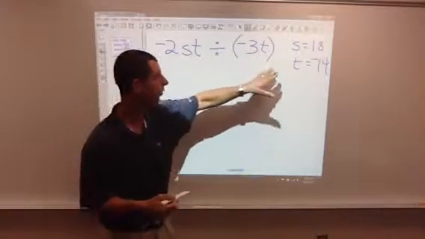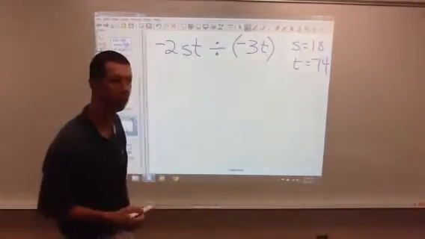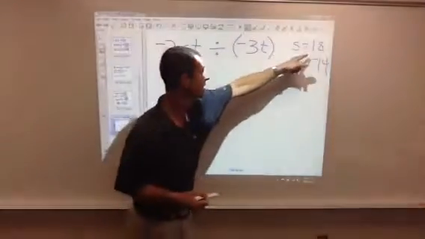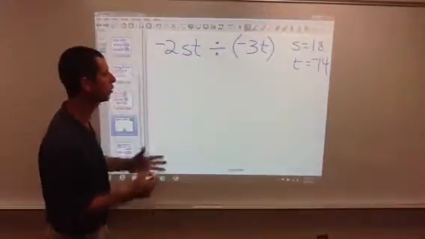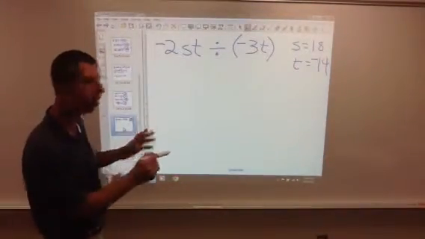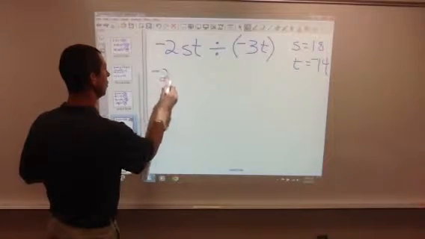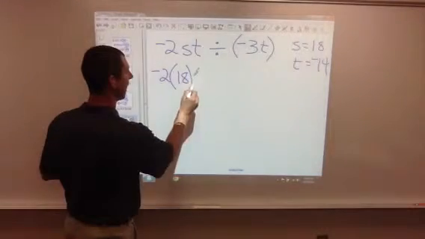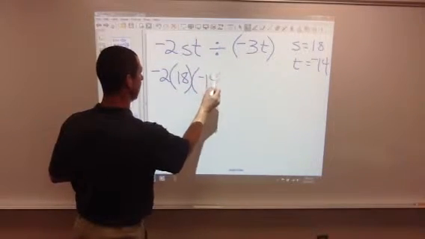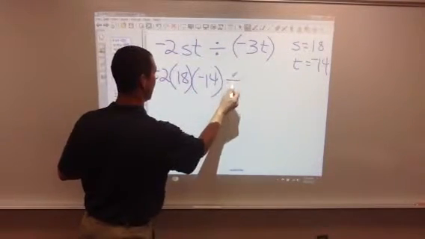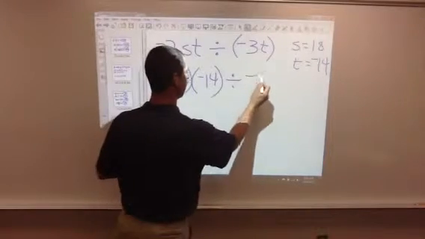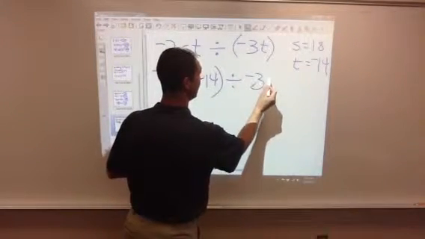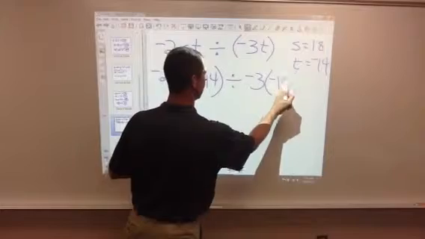Now in the directions, they will give you what the variables are. In this case, s is 18 and t is negative 14. So I'm going to go ahead and fill those all in. So I have negative 2 times s, which is 18, times t, which is negative 14, divided by, in this case, negative 3 times t, and t is negative 14.